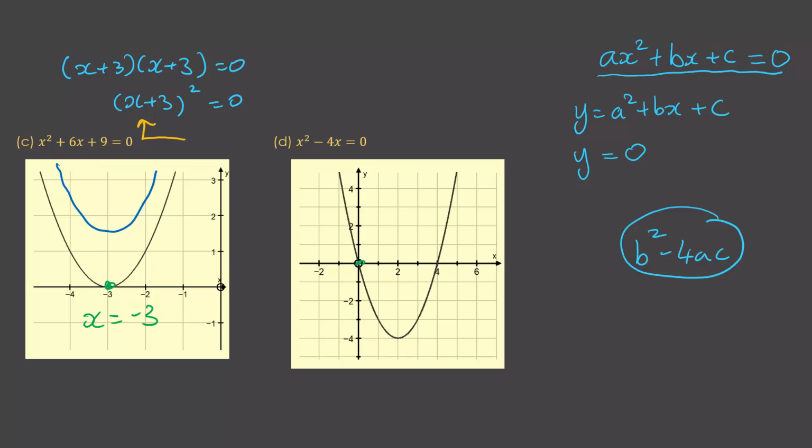So this last one does have two solutions, and those solutions are x is 0 and x is 4.